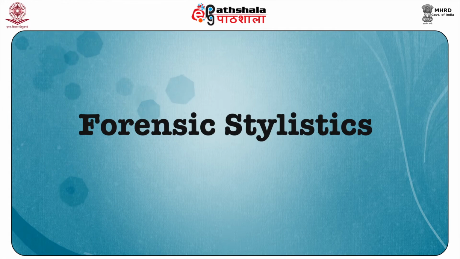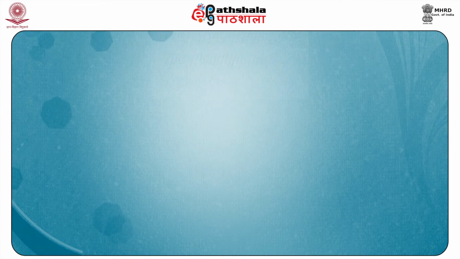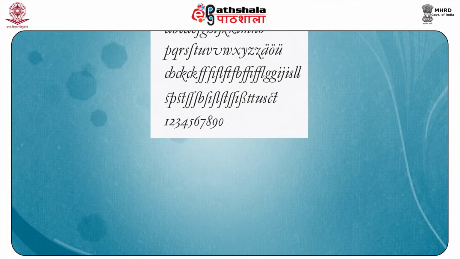Now, we'll discuss forensic stylistics. Stylistics is generally used to evaluate either the aesthetic quality or the prescriptive conformity of language used in speech or writing. Aesthetic observations of style in written language reflect a reader's impression of excellence of expression. Prescriptive observations reflect how well the writer has followed stated rules of the language for correct writing and the social rules for good or appropriate writing. Style. It is a reflection of group or individual variation in written language.